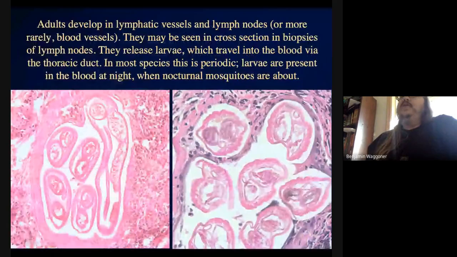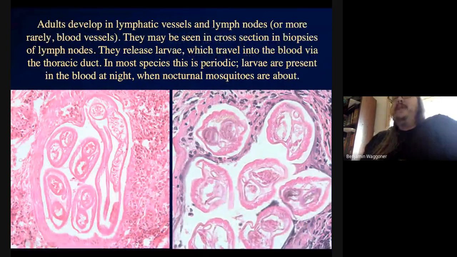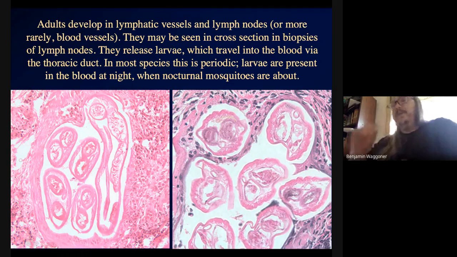Okay, the adults sometimes will develop in blood vessels, but usually where they hang out is lymphatic vessels and lymph nodes. Here you've got stained cross sections through lymph nodes. And the kind of irregular oval looking objects that you're seeing in cross section, that slices through the nematode bodies. They're just kind of curled up in there inside those lymph nodes.